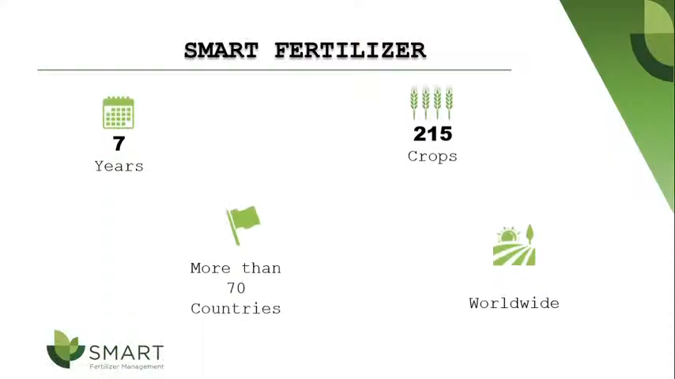Smart Fertilizer has already been working around the world with our customers for 7 years. We have 215 crops in our database, and right now we are in more than 70 countries, but our software works worldwide.